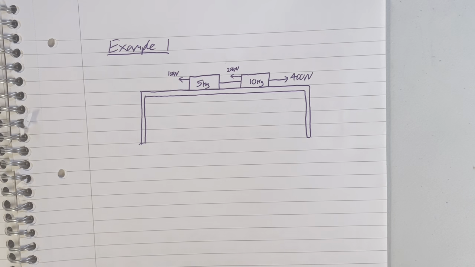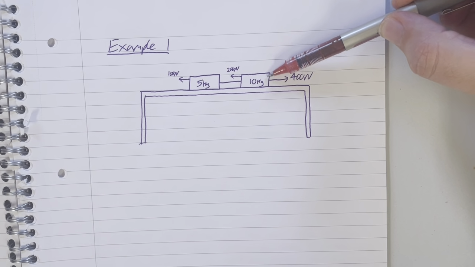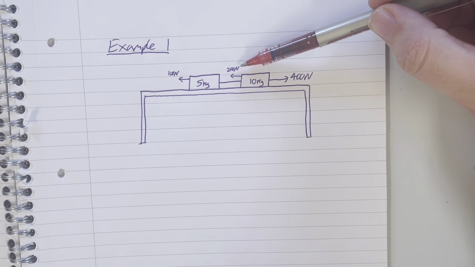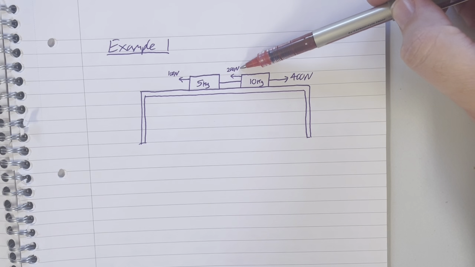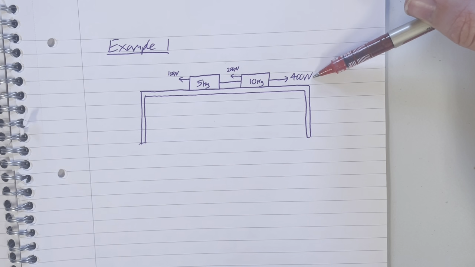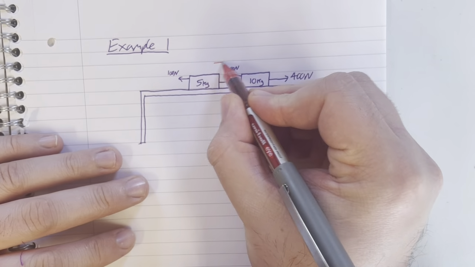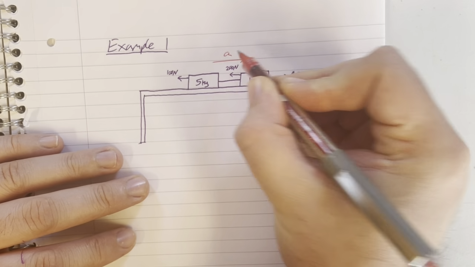So let's have a look at an example. Here we have two blocks on a table. This block has a mass of 10 kilograms. This block has a mass of 5 kilograms. We've got two resistances, which in this case are friction: 200 newtons acting on the first block, 100 newtons acting on the second block. And there's also a driving force of 400 newtons acting over here. So what unknowns do we have? Well, we don't know what the acceleration of the system is.